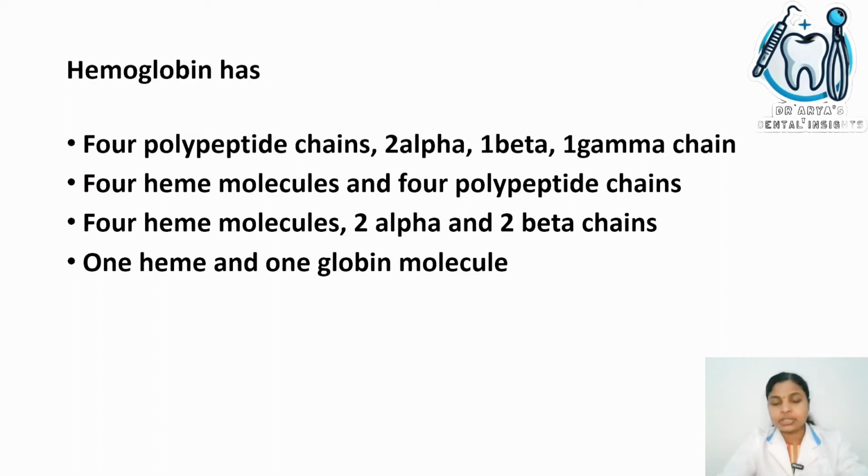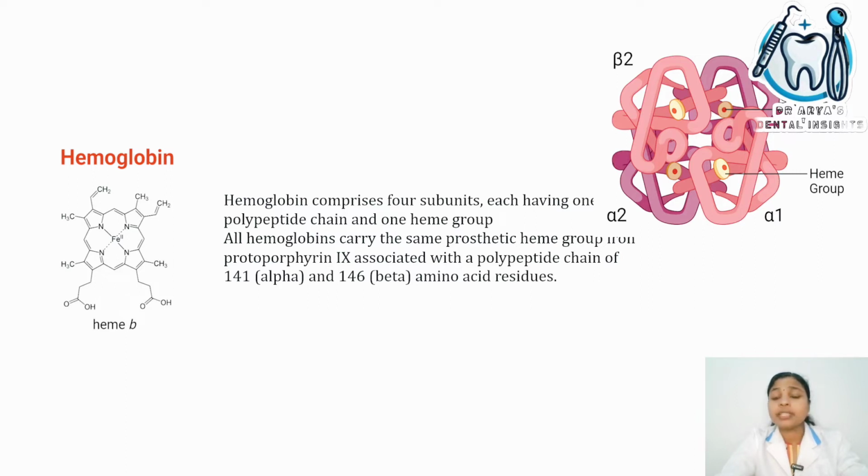So coming to the next question. Hemoglobin has 4 polypeptide chains: 2 alpha and 2 beta chains, and 4 heme molecules. Hemoglobin comprises 4 subunits, each having 1 polypeptide chain and 1 heme group. All hemoglobins carry the same prosthetic heme group, iron protoporphyrin. It is associated with polypeptide chains of 141 amino acid residues in alpha and 146 in beta. So it is also important.